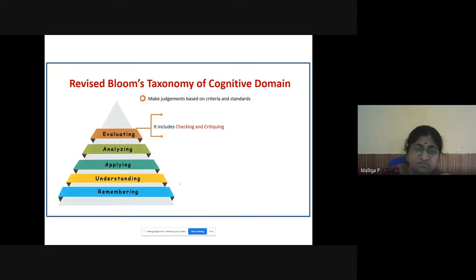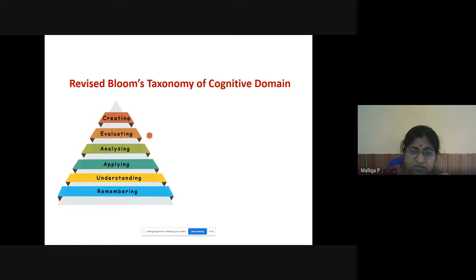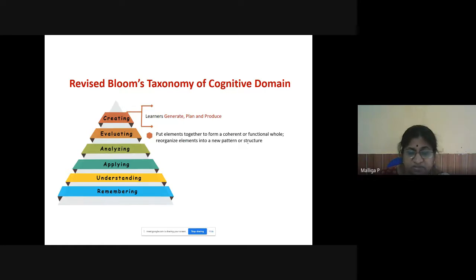So in your field, you can just say that checking and critiquing is the evaluating, and the last one is creating. Creating is the highest, creativity and innovation we call it, where you can design, propose, generate, all those things come under create. So, putting elements together to form a coherent or functional whole, reorganizing elements in a new pattern or structure. So this is the revised Bloom's taxonomy of the cognitive domain: remembering, understanding, applying, analyzing, evaluating, and creating.